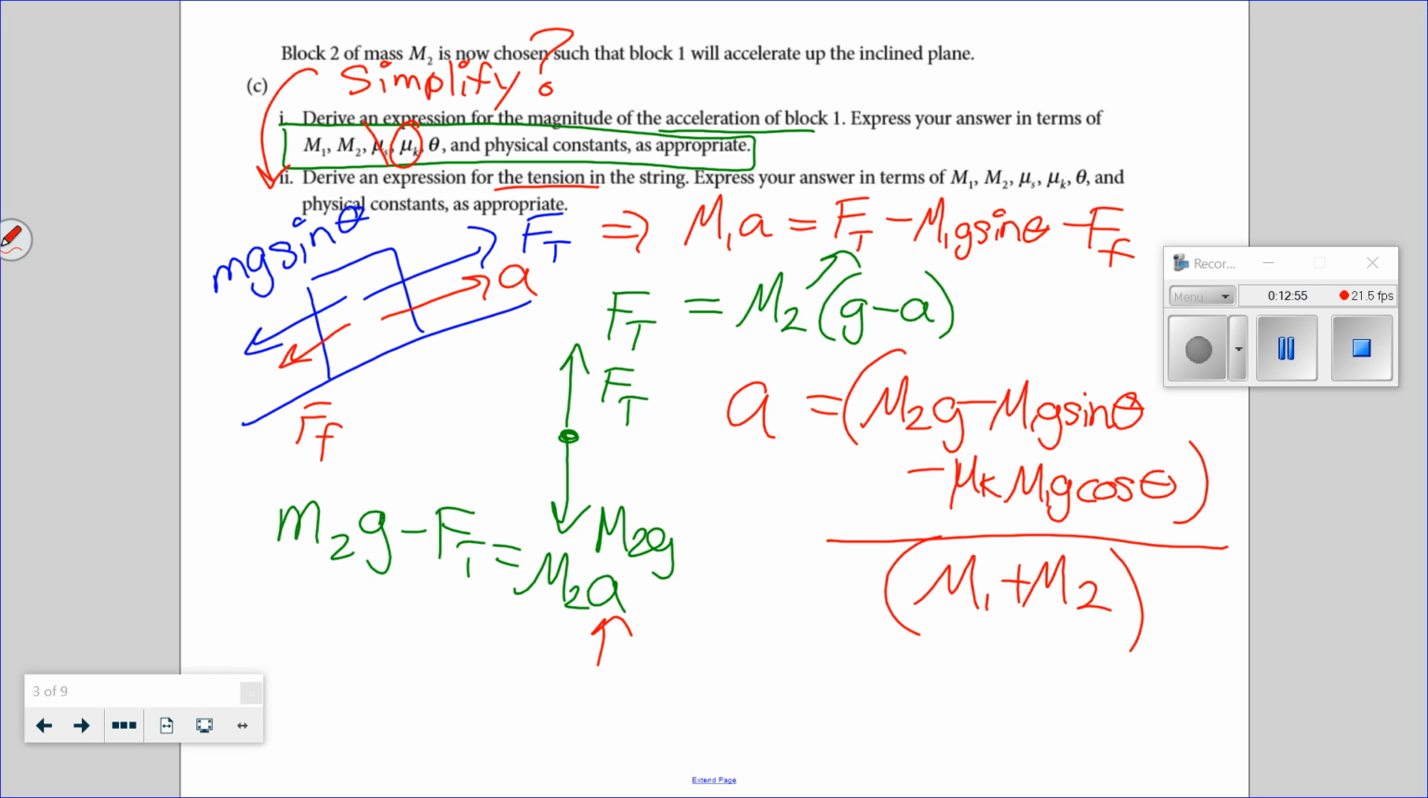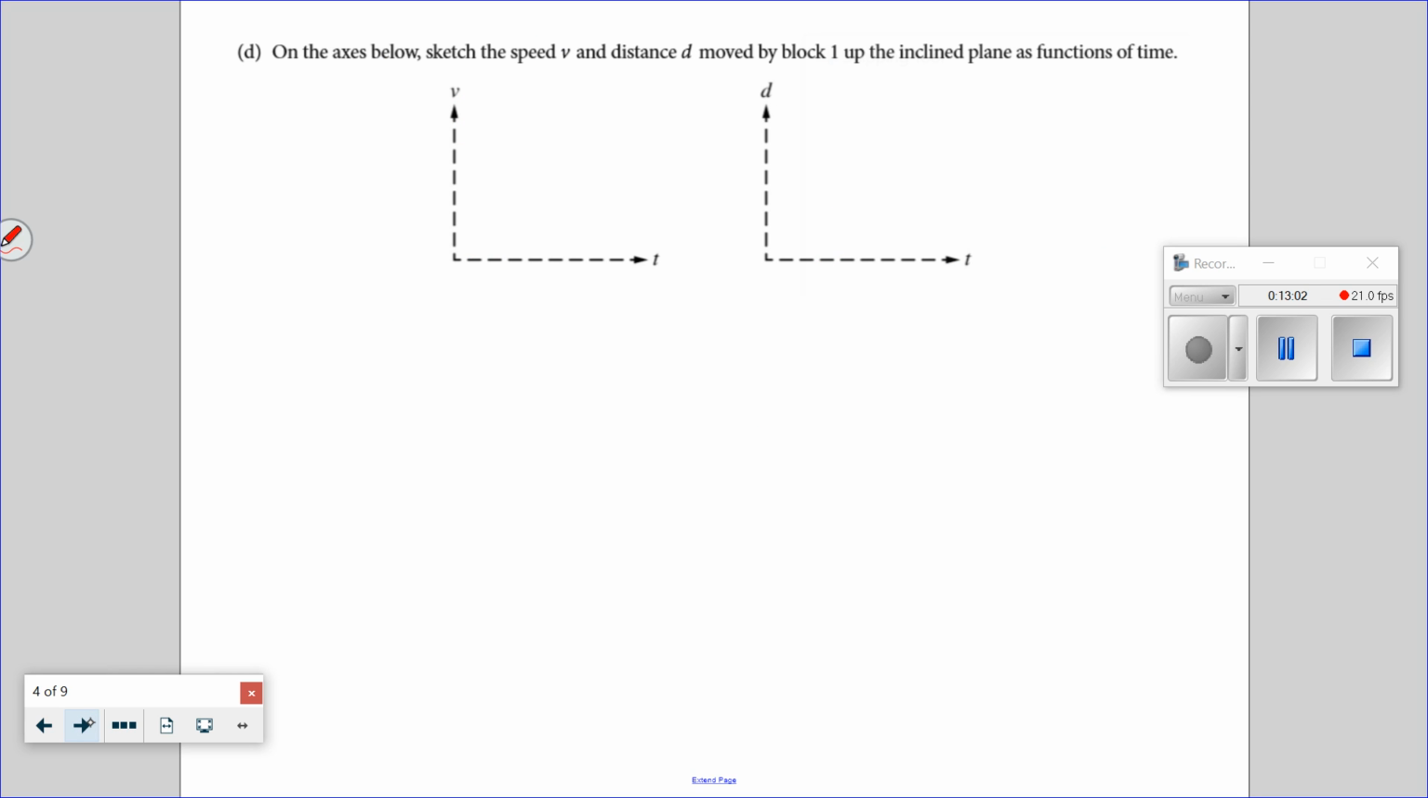Right. It's almost like speaking a foreign language, and now we have to be fluent. On the axis below, sketch the speed and distance moved by block 1 up the incline as a function of time. Okay. It's going to accelerate up, right? I wouldn't waste time writing that out, but it's going to accelerate up the incline.